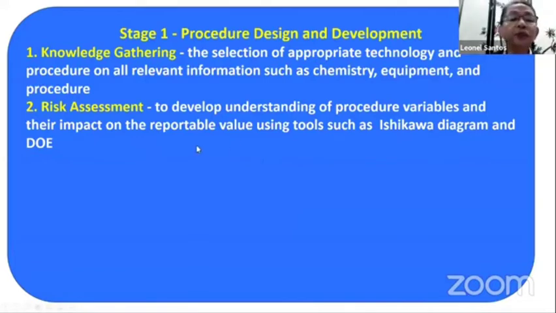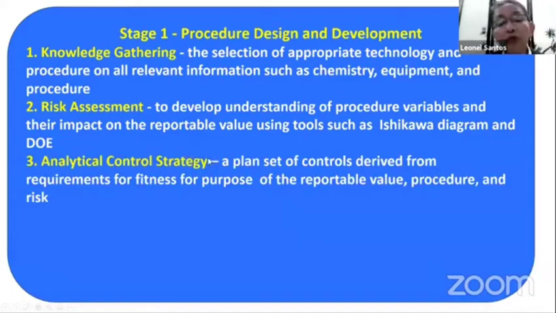The next step would be to find out the risk assessment, because after knowing all the relevant information in the first element, the knowledge gathering, then you determine what are the risks in terms of the variables that will impact my reportable values. You may be using what is called an Ishikawa diagram or the design of experiment tools. If you're not familiar, you can learn those things.